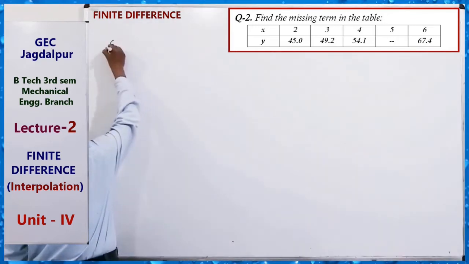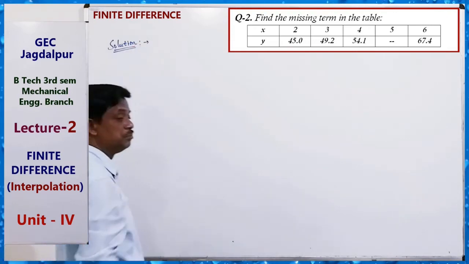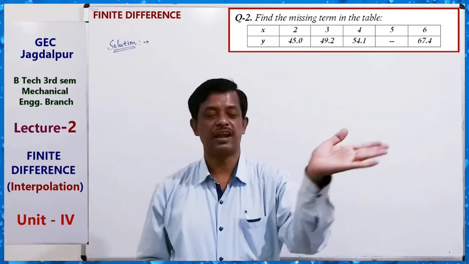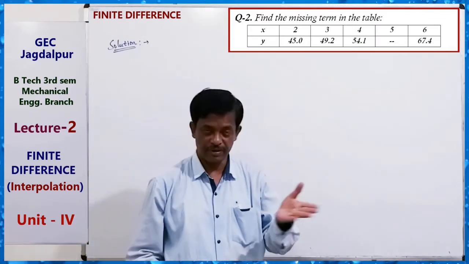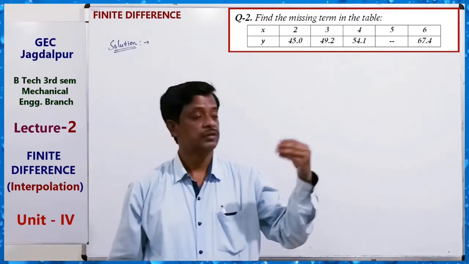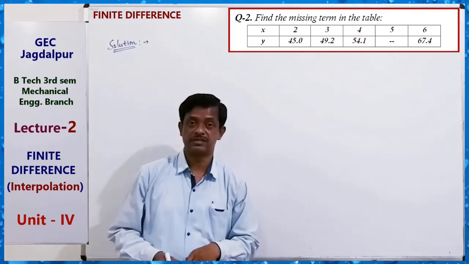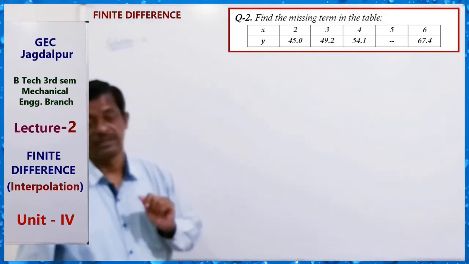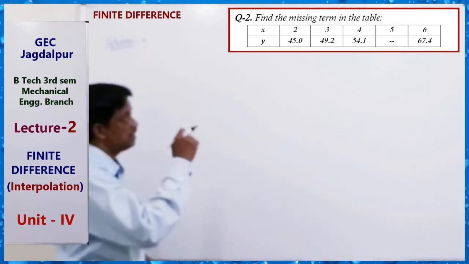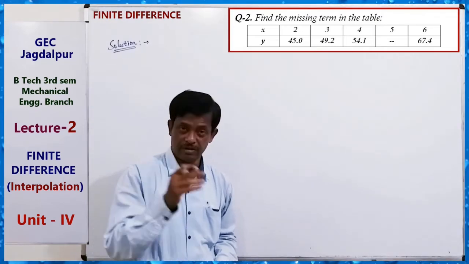So solution. For missing terms, there will be given a table where the values of x are at equal intervals and the values of y, the dependent variable, are also given. There may be 1 or 2 or 3 values missing. Then how can we find those missing terms? By using differences. Take this question. Here, first of all, x should be at equal intervals. So from the given table data, we have to prepare a table first of all.